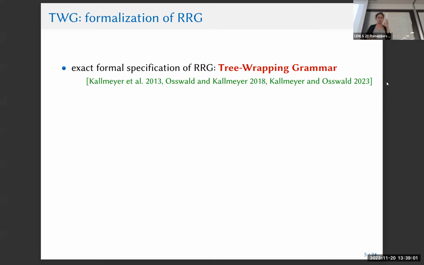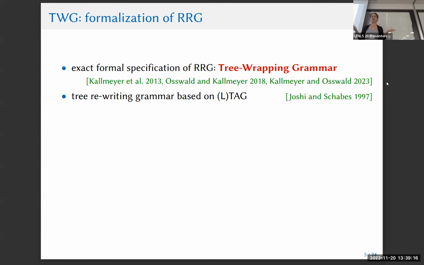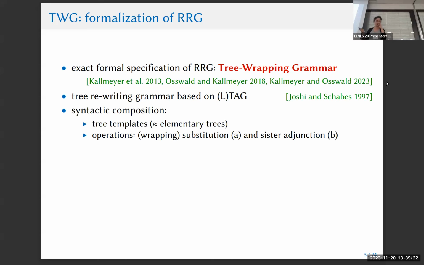Okay, so this was a very short version of the theoretical background. And the implementation, or the exact formal specification of this grammar, is done in the formalism called tree wrapping grammar, which is actually a tree rewriting grammar based on tree adjoining grammar. And syntactic composition, how it works, modifies trees and combines trees.